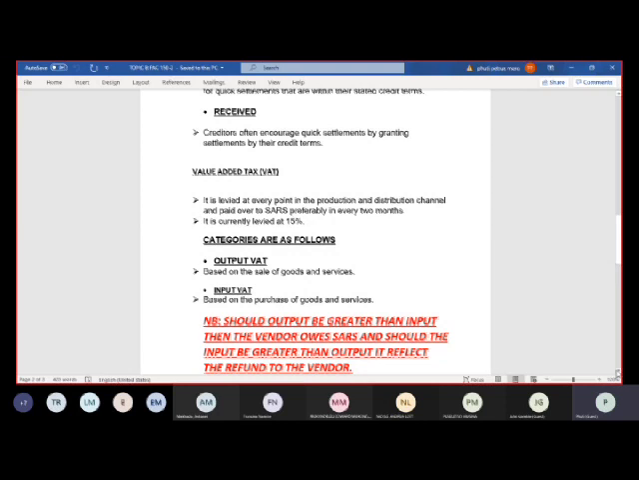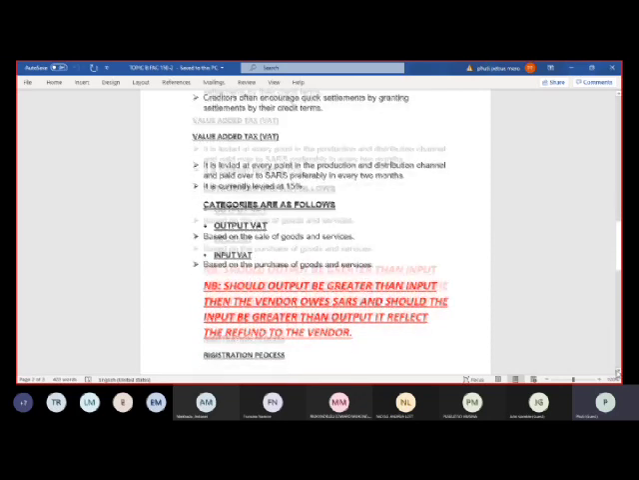Okay, I just want us to invite SARS for a little bit, which is your VAT, value added tax. It's usually called an indirect tax attached on any specific product or services at a rate of 15%, right? Here we're told that it is levied at every point in the production and distribution channel and is paid over to SARS. So it's preferably paid every 2 months. Right. The categories would be as follows, where we've got your VAT output, which is based on the sale of goods or services. And then you've got your VAT input, which is based on the purchase of goods and services.